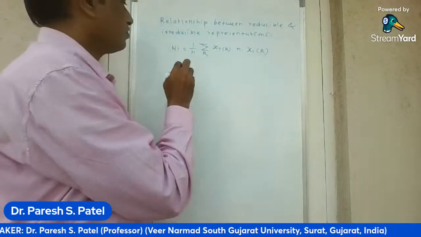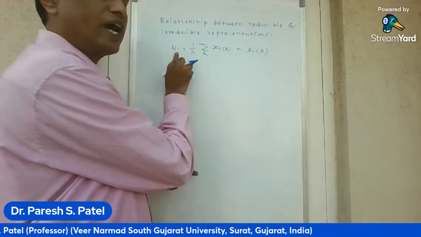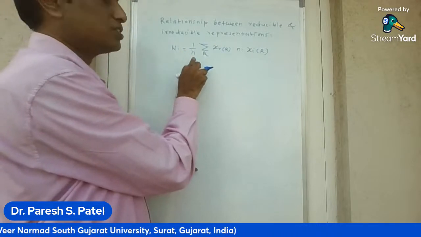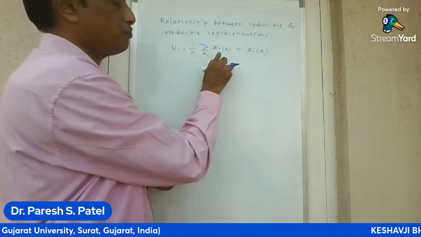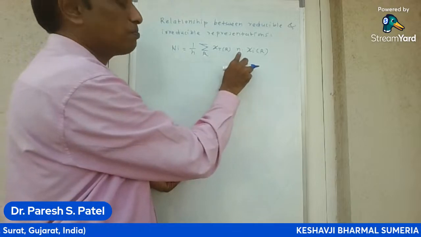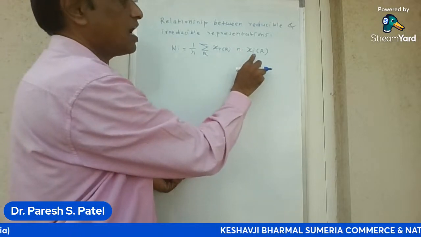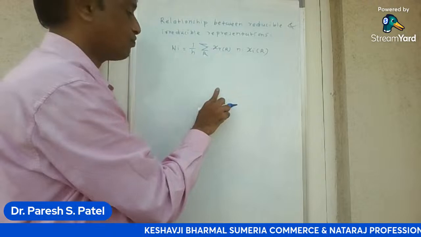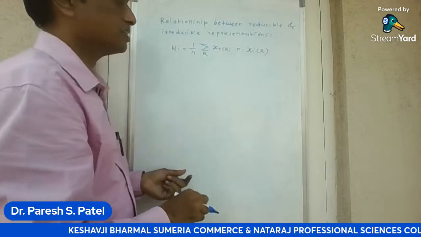So n is the number of times that symmetry operation occurs. h represents the order of a group. This is the character for reducible representations. n is equal to the number of that symmetry operation. Character i into R means this is a character for irreducible representations.